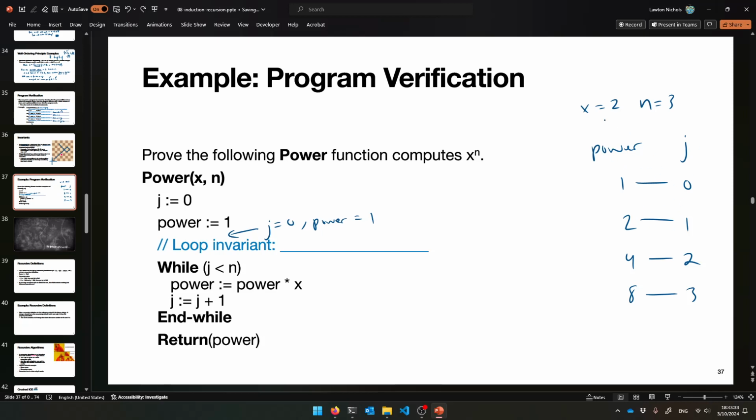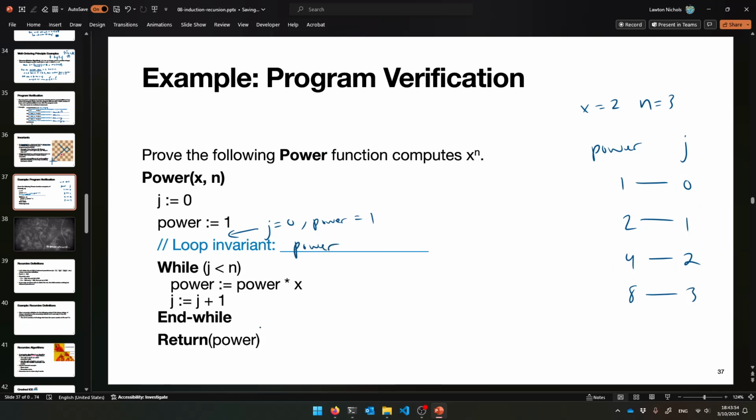It's always x to the j is equal to power. Do you see that? 2 to the 0, that is 1. 2 to the 1, that is 2. 2 to the 2, that is 4. 2 to the 3, that is 8. That's the correspondence between power and j, and that's always true. It's not changing, even though those variables themselves are changing. It's invariant. So this is our loop invariant.